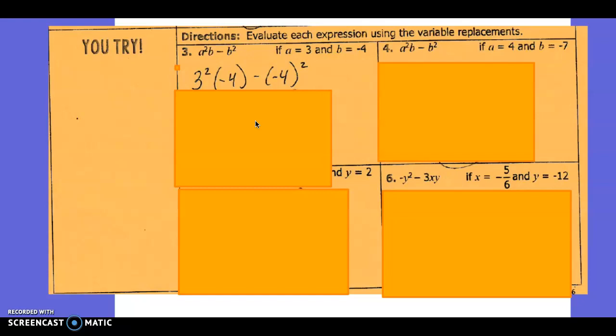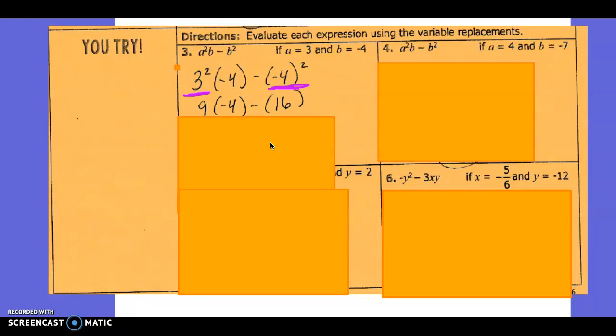Now I need to do my exponents because there isn't anything to simplify inside of the parentheses. So I do 3 squared, which is 9, and then we have to be careful. We're going to do this negative 4 squared, and that is going to become positive 16 because a negative times a negative is a positive. If you put that in your calculator, you have to put the negative 4 in parentheses. Otherwise, your calculator will give you the wrong answer. So here's the next line.